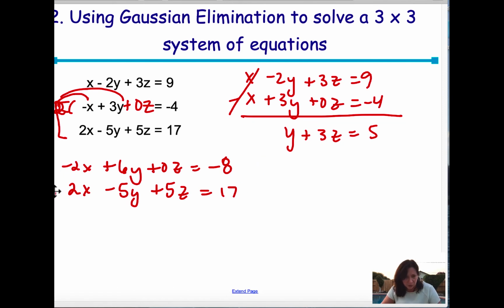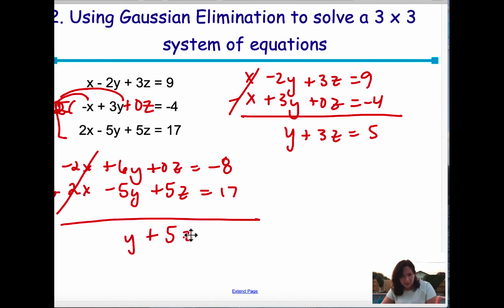I'm going to add these two equations together. Cancel that. 6 minus 5 is 1y. 0 plus 5 is plus 5z. And then negative 8 plus 17 is going to give me 9. And so now I have this equation, y plus 5z equals 9. Now you have to try to combine those two equations. So I've got 2 equations, 2 unknowns. Now, because the y's are the same, I'm just going to subtract.